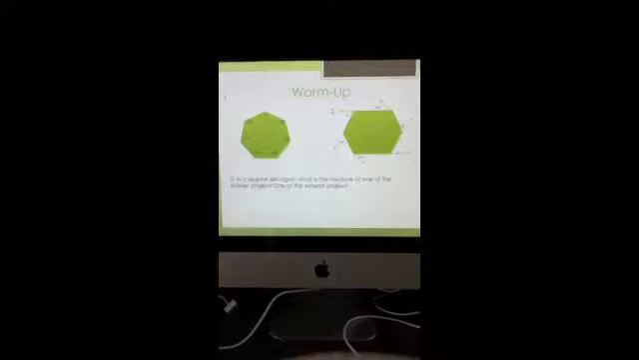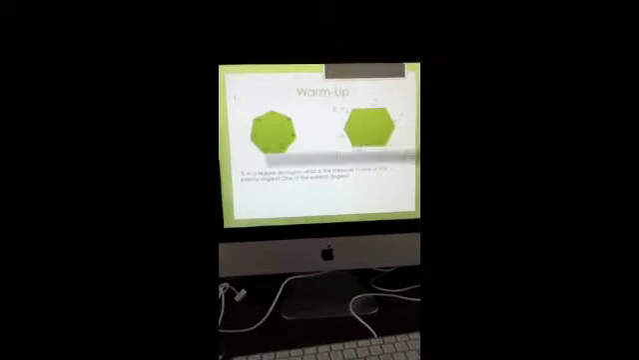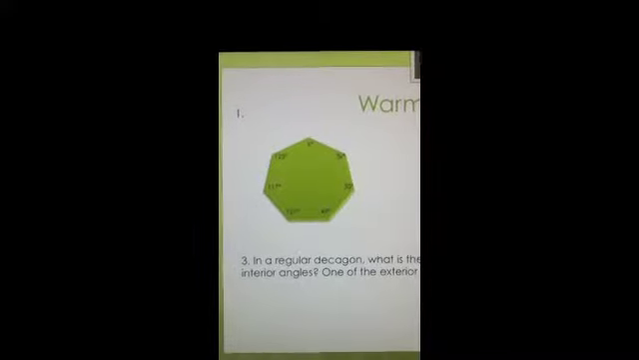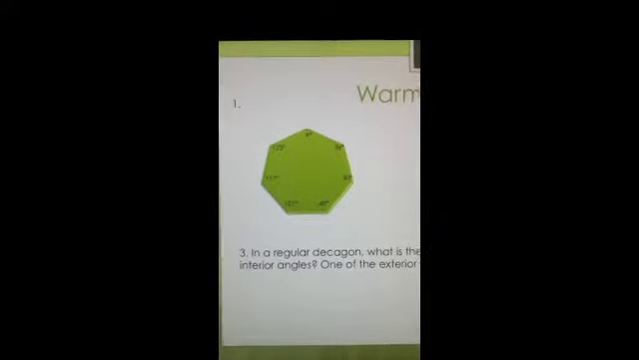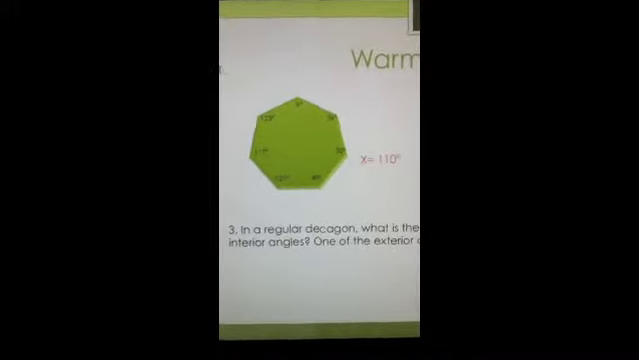This is today's warm-up. Pause the video to complete questions 1 through 3. Go. To find the answer for number 1, you add up all the angles and set it equal to 180 times 5. So then you have 4x plus 460 equals 900. You subtract out the 460, which gives you 440, so then you have 4x equals 440. You divide 440 by 4, and x equals 110.